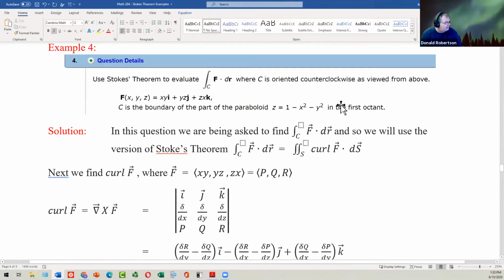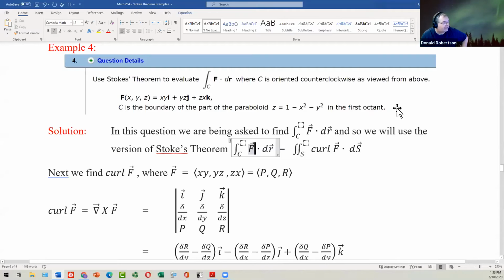Z is, they're calling it a paraboloid. That's nice. It's basically one of those little curvy things that go up in space or curve down in space. I think this one's more like a hat, right? It comes down the way, like a dome. And we're being asked to calculate the line integral.